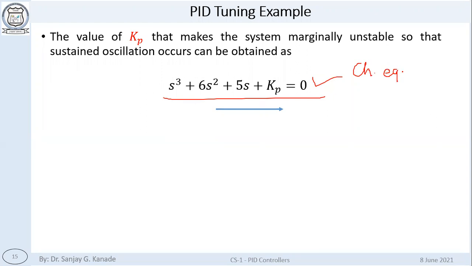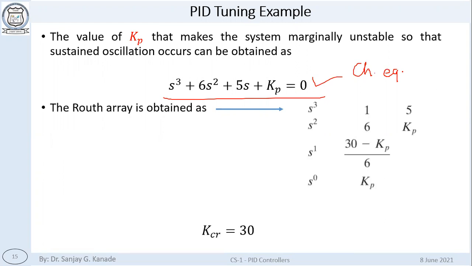From this equation, we will find out the value of Kp which will make the system marginally stable. And for that, we are going to use the Routh array. So here it is 1, 6, 5, Kp. We have taken those coefficients here for S cube and S squared. And now for S raised to 1, what do we get? Multiplication of this minus multiplication of this, divided by this. So (30 minus Kp) divided by 6.